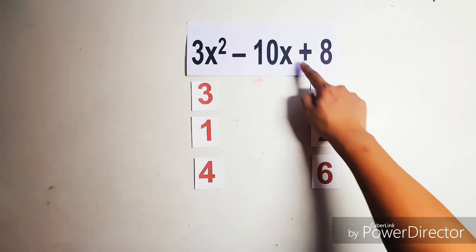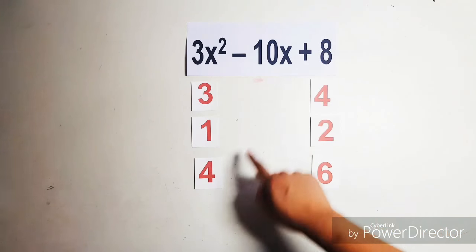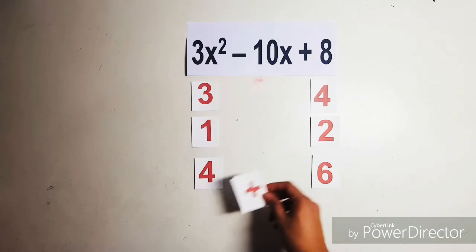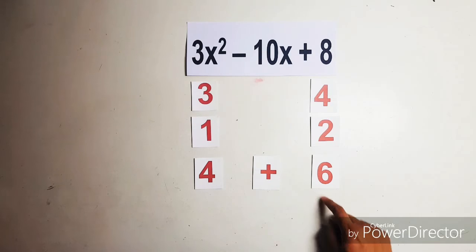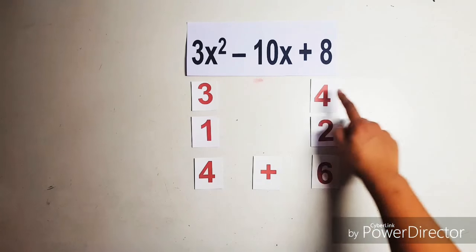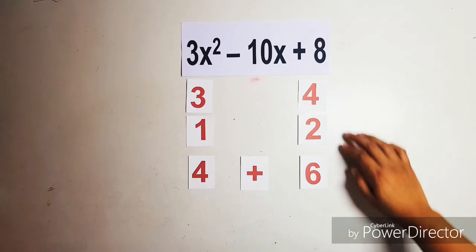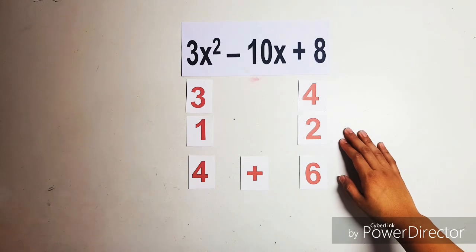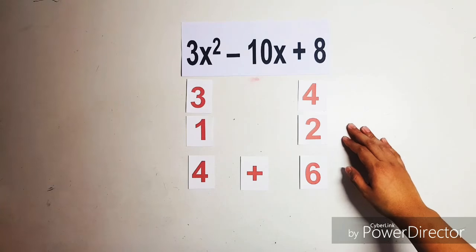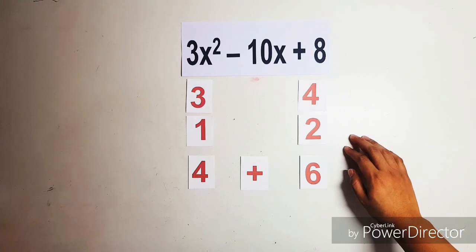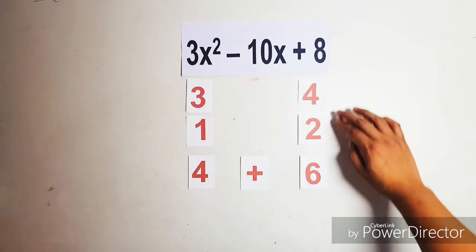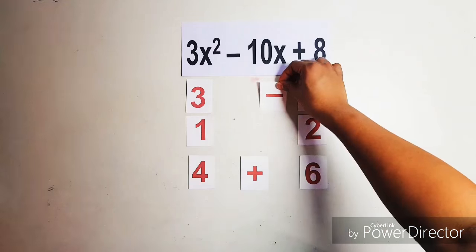Since the sign of our constant or third term is positive, when we get the sum of these two numbers, the result should be the middle term. So it should be 10. When we add 4 plus 6, the answer is 10. Therefore, the order of the numbers is correct. For the signs of our binomials, since we get the sum of the cross product, they should be either both positive or both negative. To determine that, we just copy the sign of our middle term. Since the middle term is negative, the two binomials should both be negative.